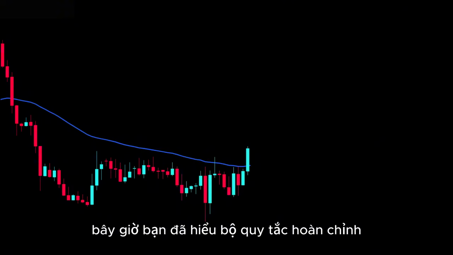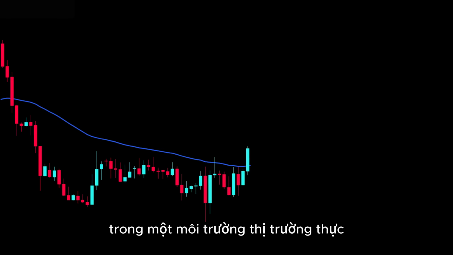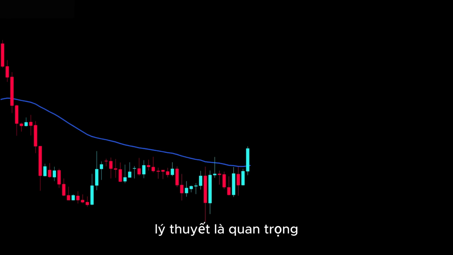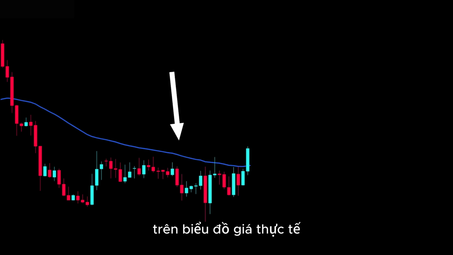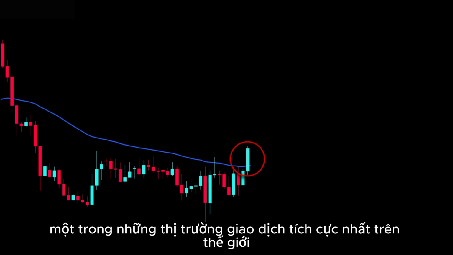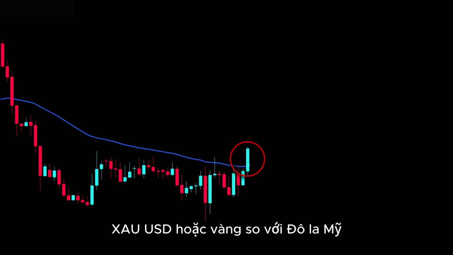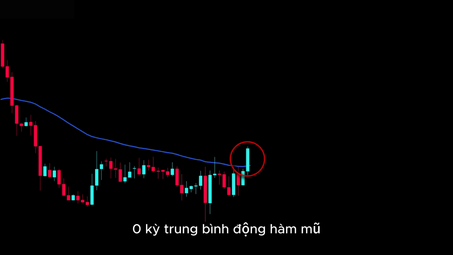Now that you understand the complete set of rules behind this strategy, it's time to see how everything works in a real market environment. Theory is important, but the true value of any trading system comes from watching it unfold on an actual price chart. For this first example, we'll analyze one of the most actively traded markets in the world, XAU/USD, or gold against the US dollar. On the chart, the blue line represents our 50-period exponential moving average, which serves as the core indicator for identifying trend changes and high probability trading opportunities.